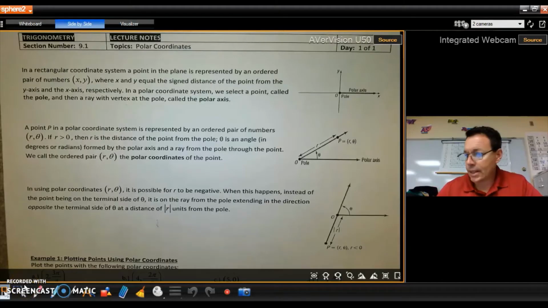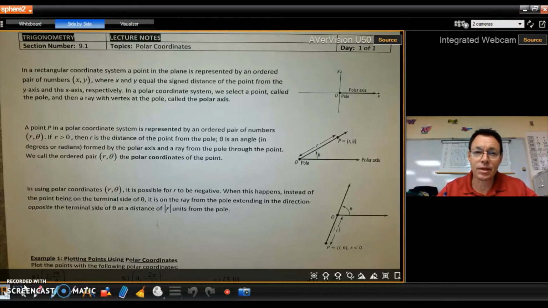Good morning, guys. Today we're going to start chapter 9, and we're going to talk about something called polar coordinates. Now, you are familiar with what are called rectangular coordinates. If you have a point somewhere, you can always get to that point with two pieces of information. You need to know how much you travel in the x direction and how much you travel in the y direction, and then you'll land on that point.